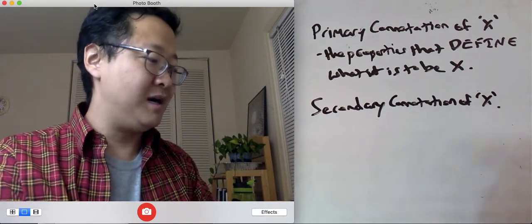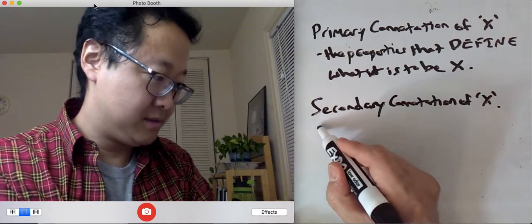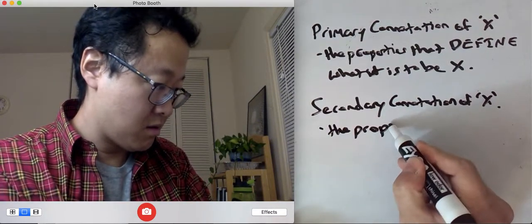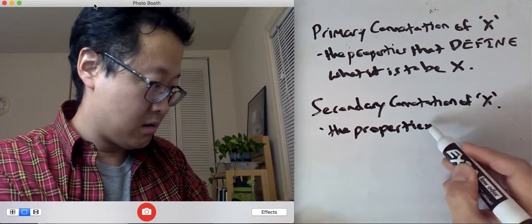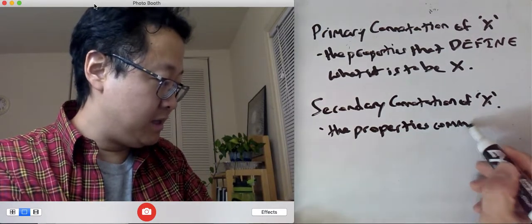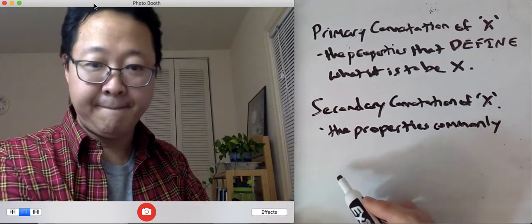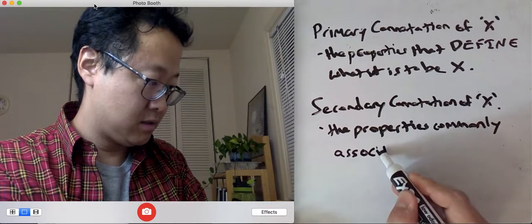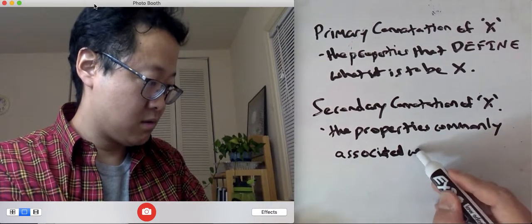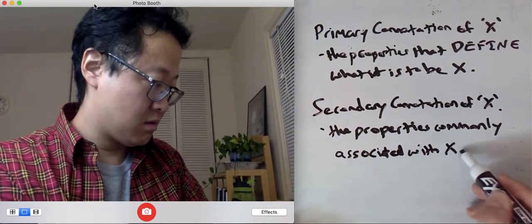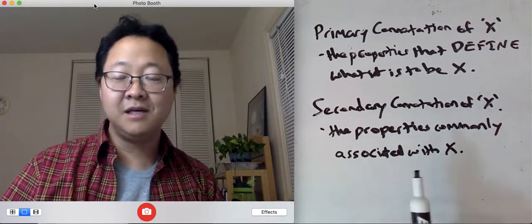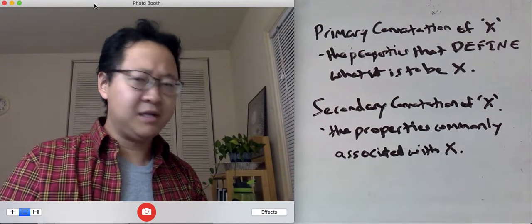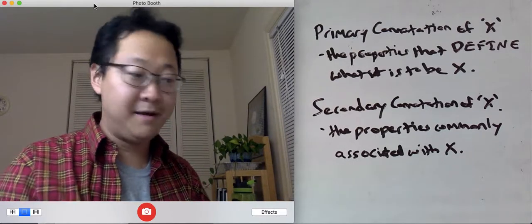The secondary connotation of x is the properties commonly associated with x. The properties commonly associated with x. Okay, so the book uses the example of the word ram.